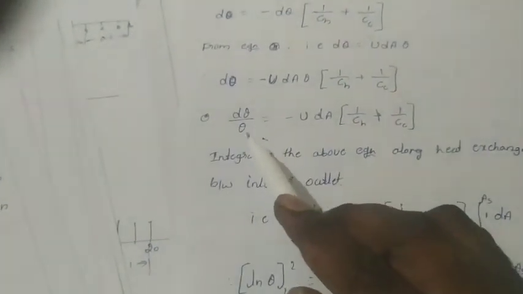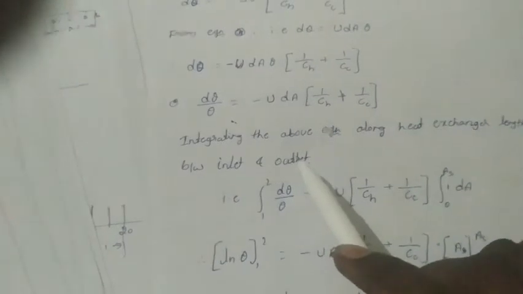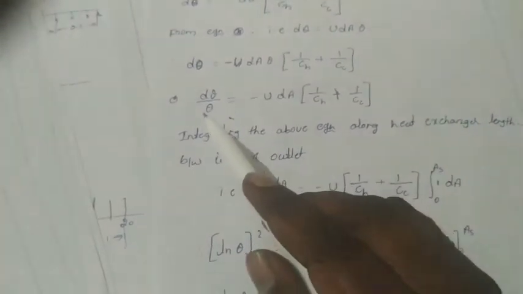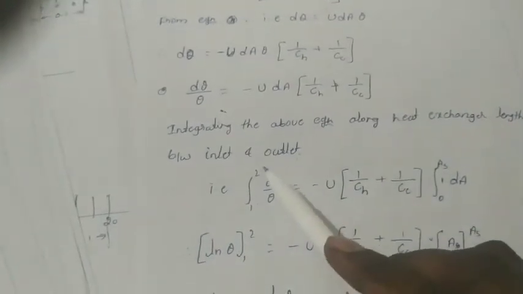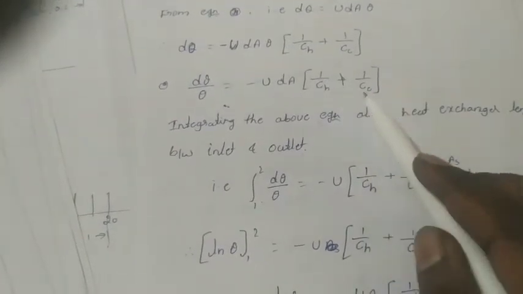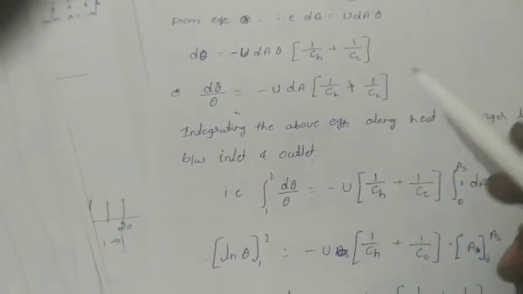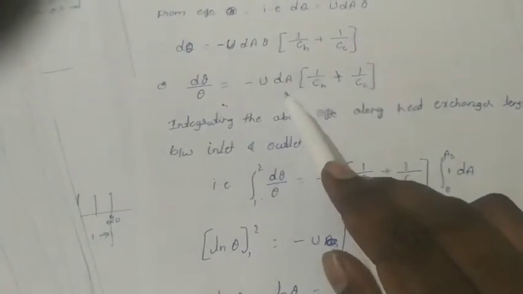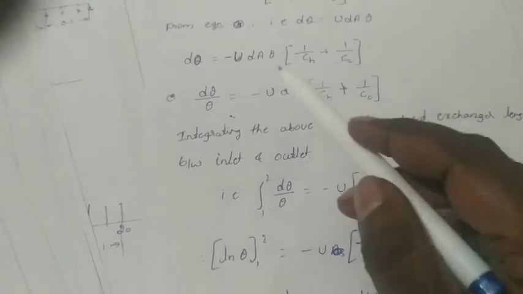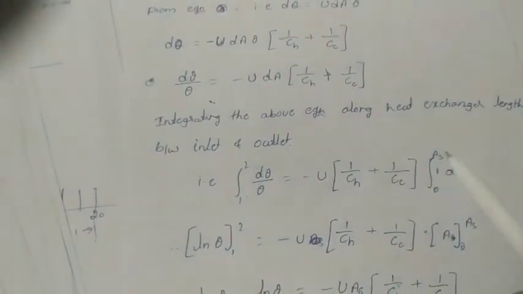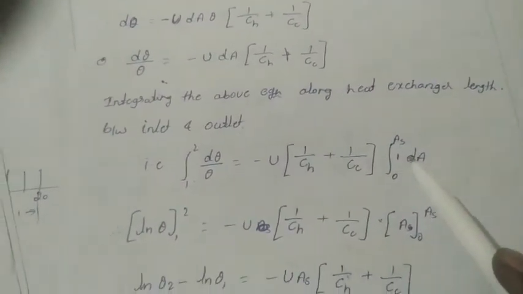Now if you want to get the temperatures, we have to integrate this equation along the length between the inlet and outlet. So integrate the above equation with respect to 1 to 2. U is a constant, the overall heat transfer coefficient; mass flow rate and specific heat are also constant, so automatically Ch and Cc are constant capacities, but the area changes. This is a small elemental area, but we want to take the entire overall area, so 0 to AS, the entire surface area, of 1 into dA.